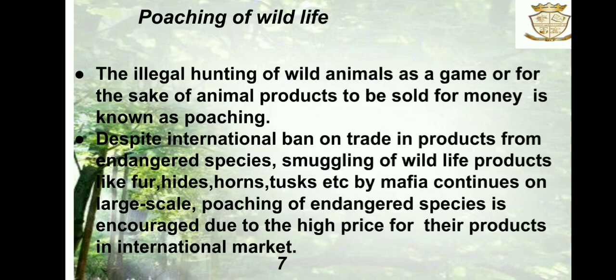Next is poaching of wildlife. It means illegal hunting of wild animals as a game or for animal products to be sold for money. Despite the international ban on trade in products from endangered species, smuggling of wildlife products like fur, horns, tusks, etc. by mafia continues on a large scale. Poaching of endangered species is encouraged due to the high price for their products in the international market.